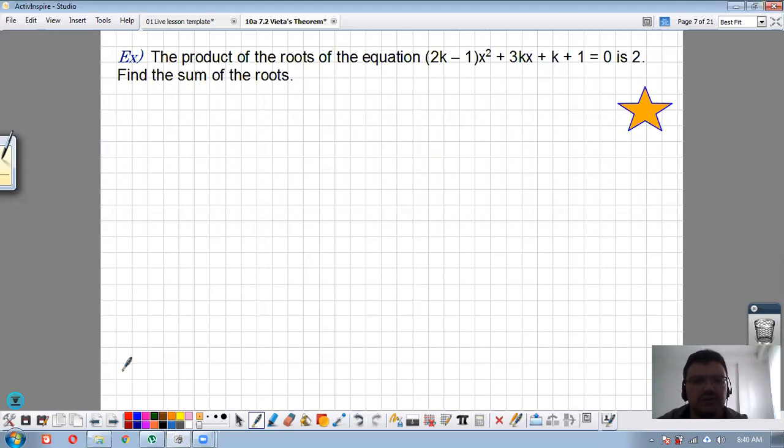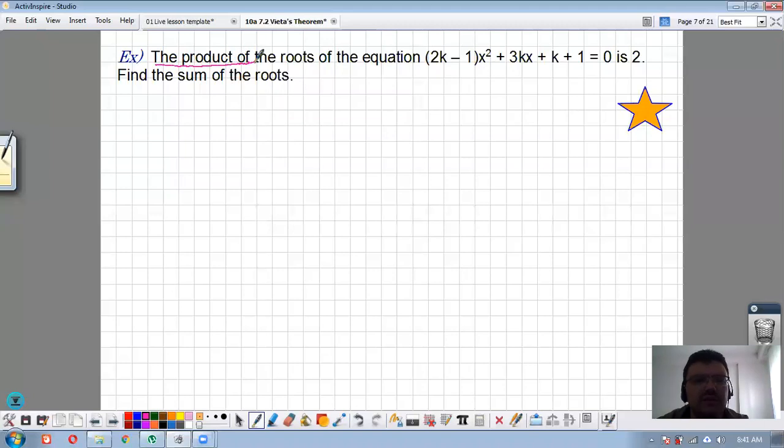Let's continue with this example: the product of the roots of the equation is given, and we need to find the sum of the roots. This is the example that I like a little bit more than the others. The first two examples are all about learning how to use the rule. Here, by using the rule we find some other things, and after that, with the new things we find even something else. So try to understand this sentence.